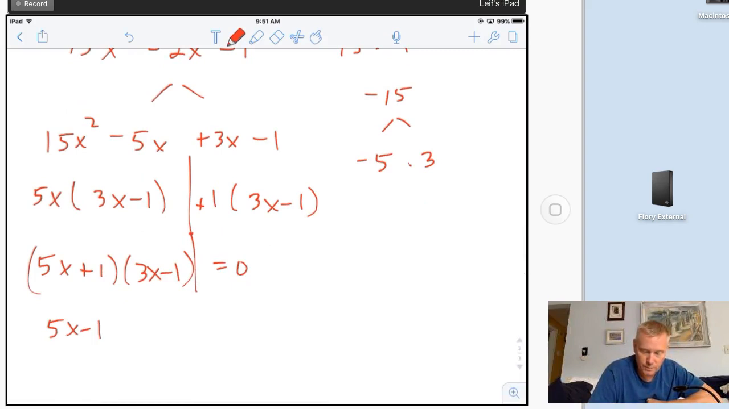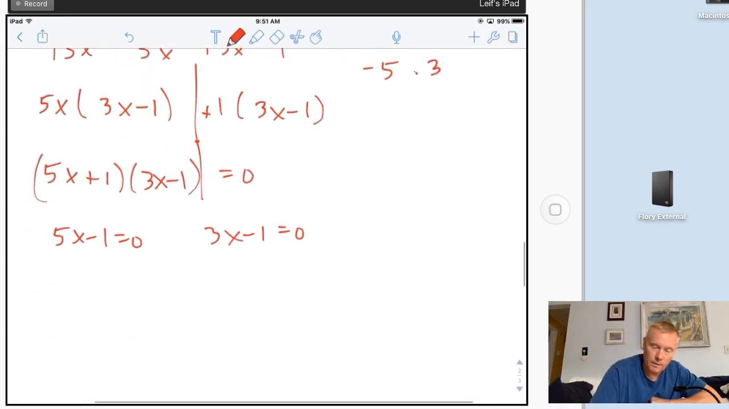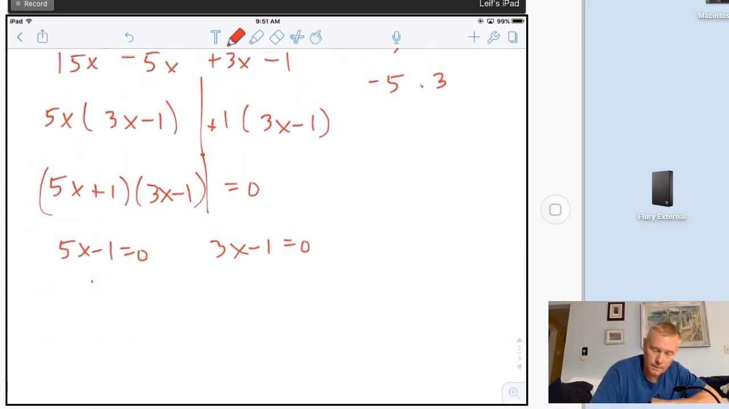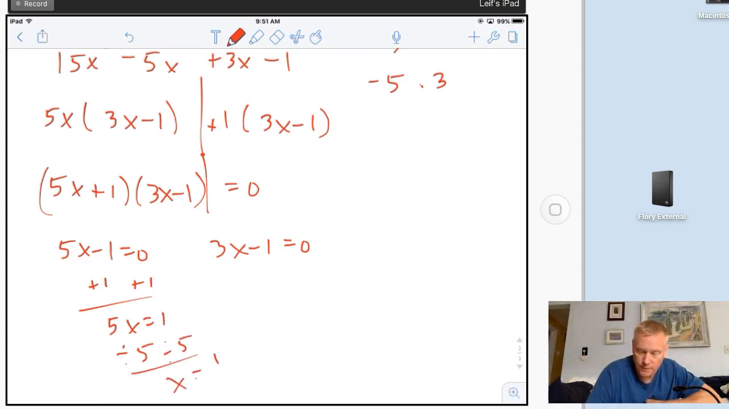5x minus 1 equals 0. 3x minus 1 equals 0. And if you quickly add 1 and divide by 5, I get x equals 1/5. Over here, add 1. Divide by 3, you get 1/3.